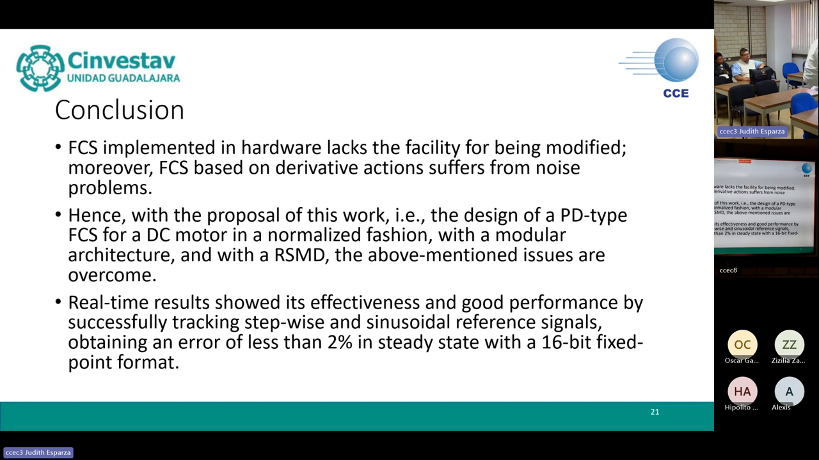Real-time results show its effectiveness and good performance by successfully tracking stepwise and sinusoidal reference signals. We obtain errors less than 2%, with a 16 bits and fixed point format.